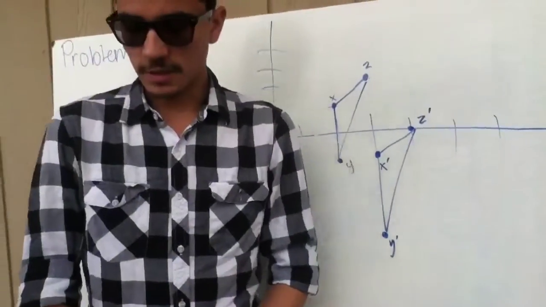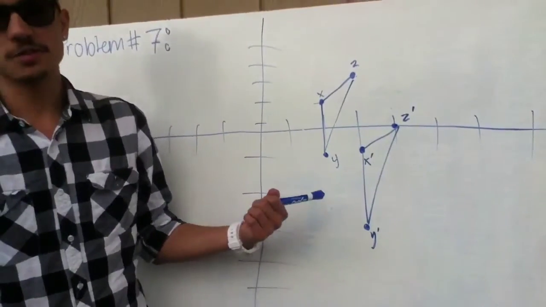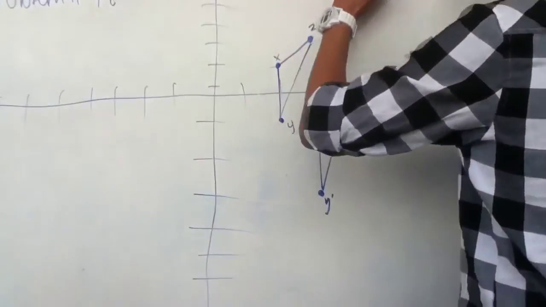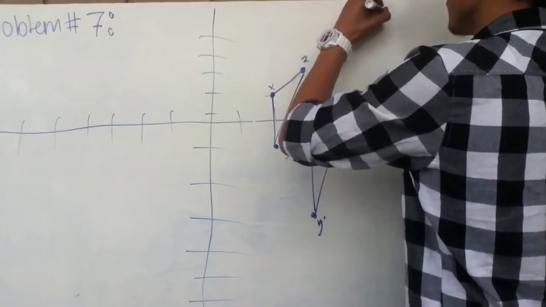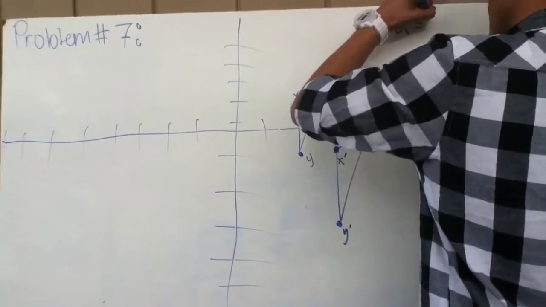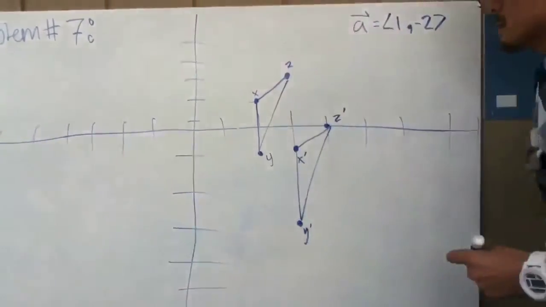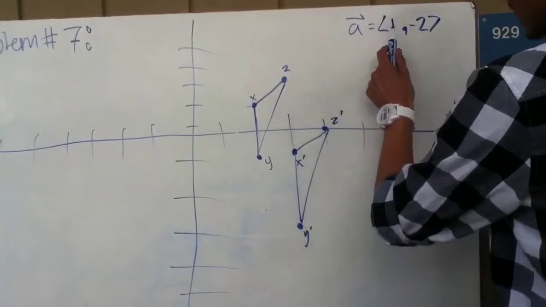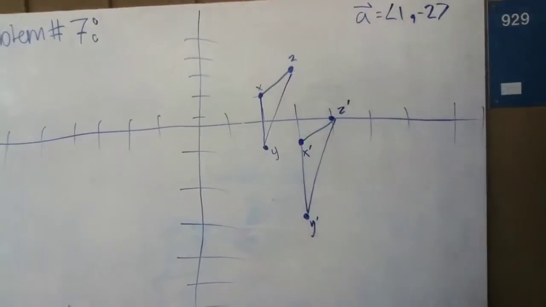Problem 7. Pretty much this is just using vectors. So the vector that we have is A vector equals 1, -2. Meaning we go 1 to the right since it's positive, and we go 2 down. That's how we solve the problem.